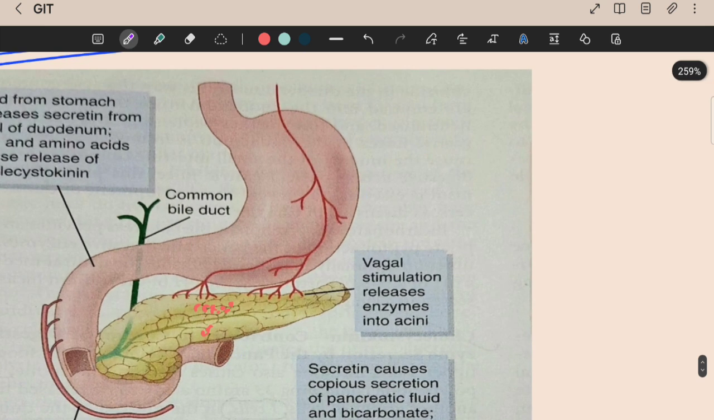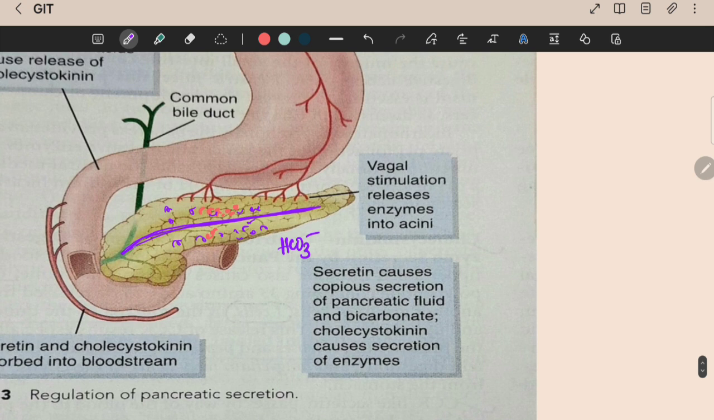If we look into this diagram, we will find that these structures present over here are the pancreatic acinar cells, present in most number, and they will produce these enzymes along with bicarbonate. This bicarbonate and the enzymes will come into the main pancreatic duct. This is the main or the long pancreatic duct, and it opens into this region, which is actually a part of the duodenum.